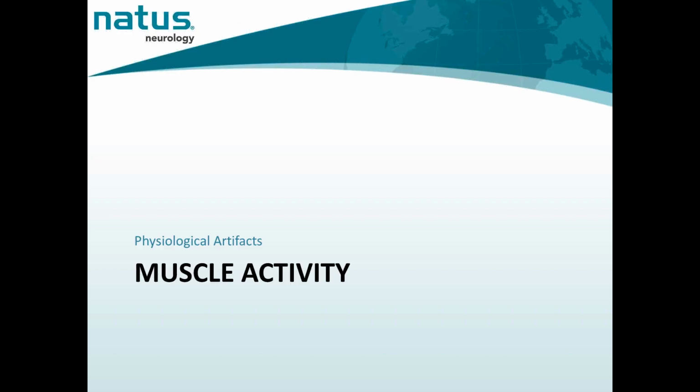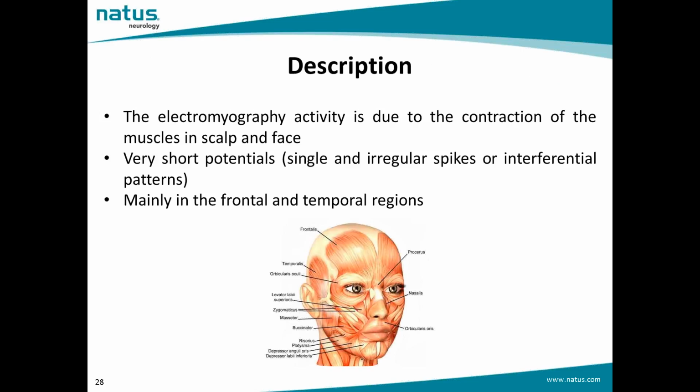In the next few slides, we will discuss the main artifacts that arise from the muscle activity. The electromyography activity due to the contraction of the muscle in the scalp and face is generally present and recorded during the EEG recording. As you can see in the picture here, our face and scalp consist of many muscles and each of them can be a good source of EMG artifact. Sometimes the EMG activity prevents recording the EEG signal in a proper way and with high quality, so that we have to apply a filter for rejection of this specific artifact.